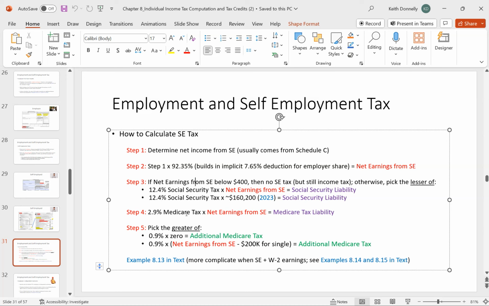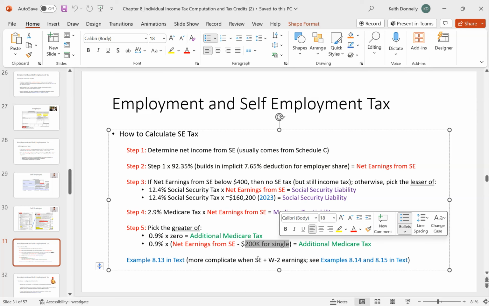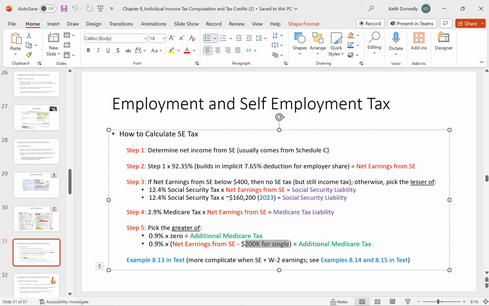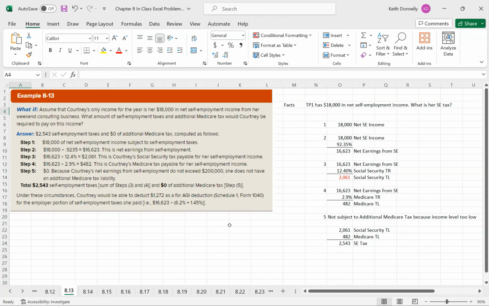Then you follow through, you figure out the Social Security portion. Be aware there's a cap on that. Figure out the Medicare portion. See, hey, is there an additional Medicare tax? Once you get above 200K, you could be subject to that. Essentially, what you then do is add them together, and that figures out your self-employment tax. So that's a lot of words. Let's look at an example here.